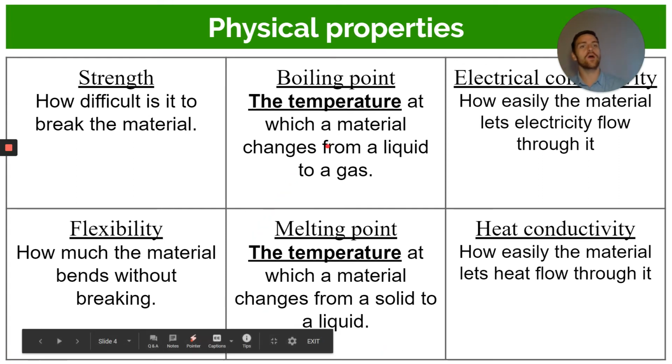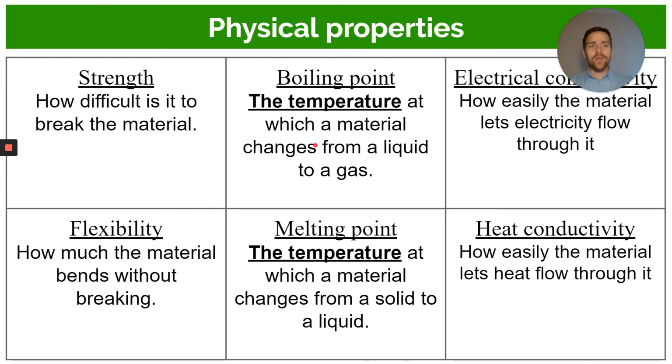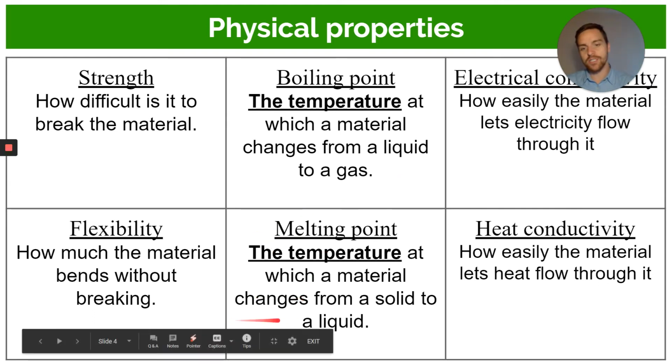Then we're going to get to boiling point and melting point. Okay, now I'm going to read the definitions and then I'll explain what they mean. Boiling point, the temperature at which a material changes from a liquid to a gas. So basically when it starts boiling, turning from a liquid into a gas. A melting point is the temperature at which a material changes from a solid to a liquid.